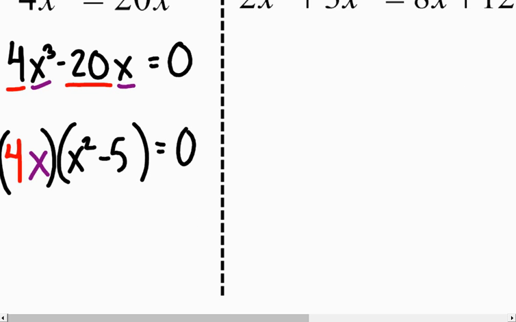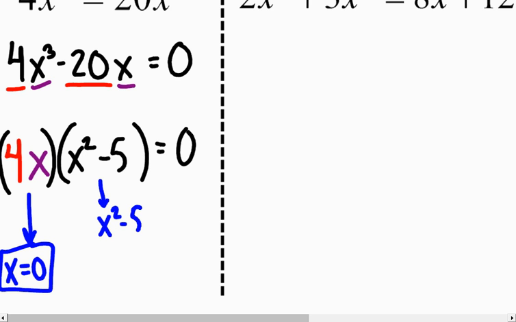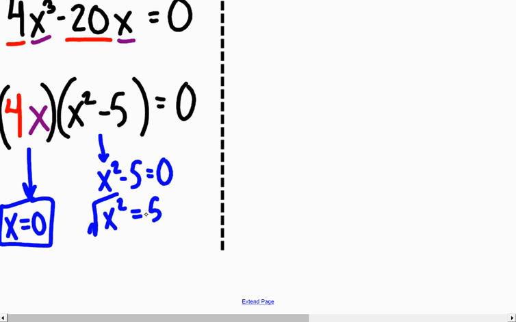Now this equals 0. Now I go solving. What can I multiply 4 by to make 0? Well, that's obviously going to be 0. This one I need to solve. I need x squared minus 5 equal to 0. So I get x squared equals 5. And then when I take a square root, I'm going to get x is equal to plus or minus.